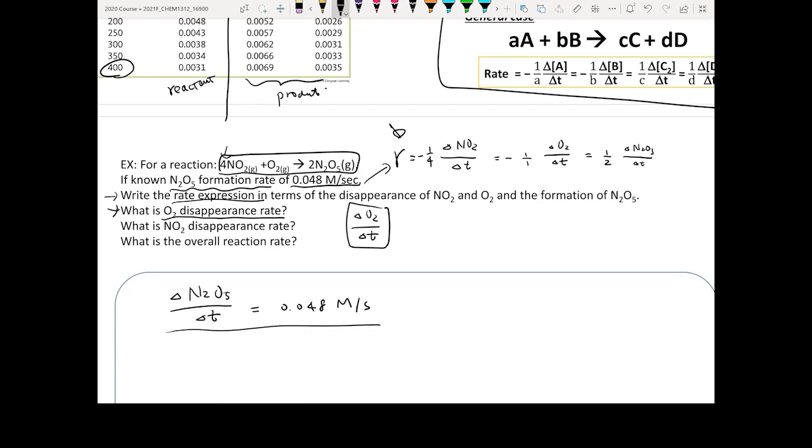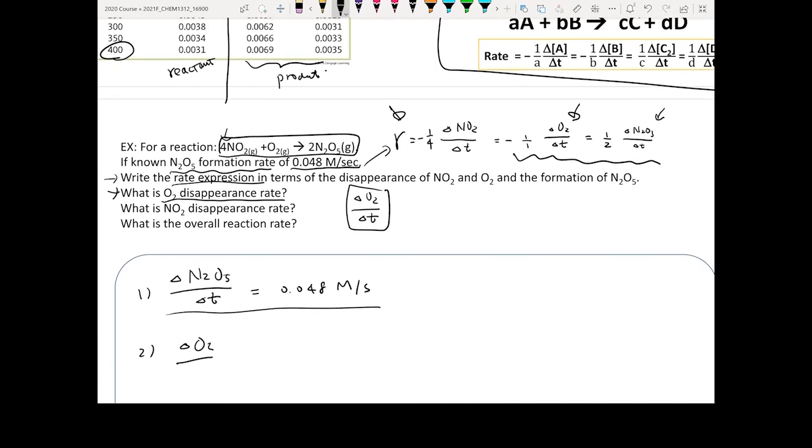How do you get delta O2 over delta T? Because you know this equals to each other. So since you know this, you can just solve that. So we know delta O2 over delta T is going to equal negative 1/2 delta N2O5 over delta T. That's actually negative 1/2 times 0.048. That gives you a number of negative 0.024.